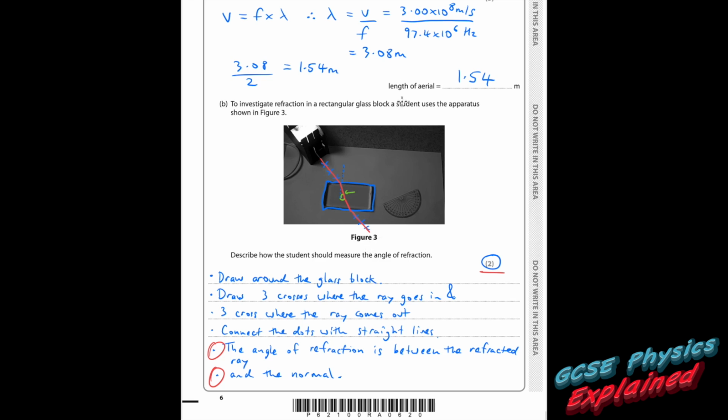What they also sometimes say is tell us how you'd measure the angle of incidence. Well, that's it there. It's in between the incident ray and the normal. And remember that ray there is called the refracted ray. Okay, hope that's helpful.